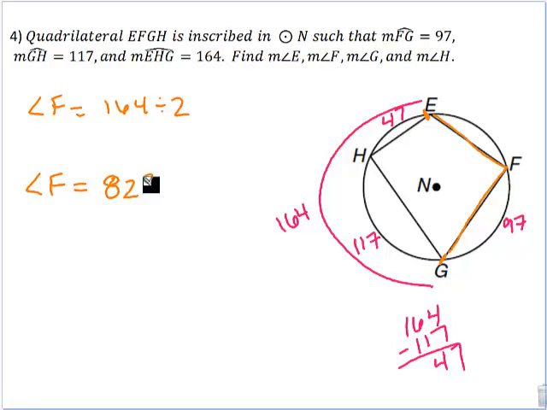Now, that theorem told us something about quadrilaterals. What do we know about the opposite angles? They're going to be supplementary. So if angle F is 82, how could you find angle H? Yep, do 180 minus 82. What would be 180 minus 82? 98, so angle H is 98 degrees. Okay, so now we just need to find angle E and angle G.